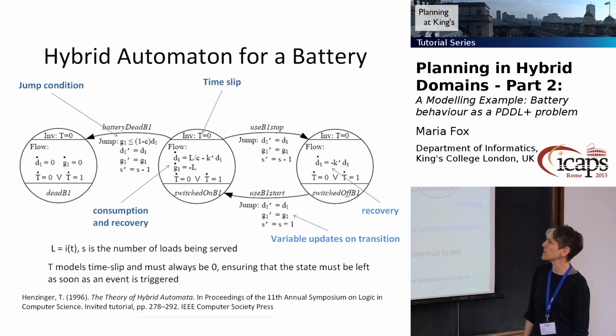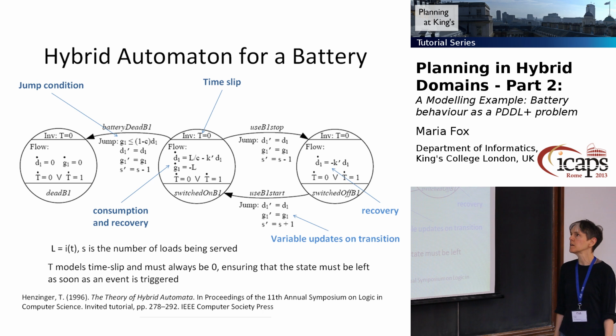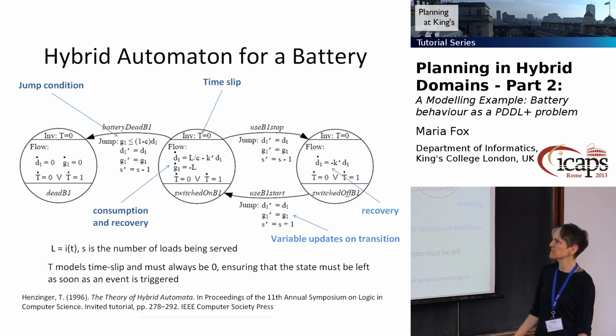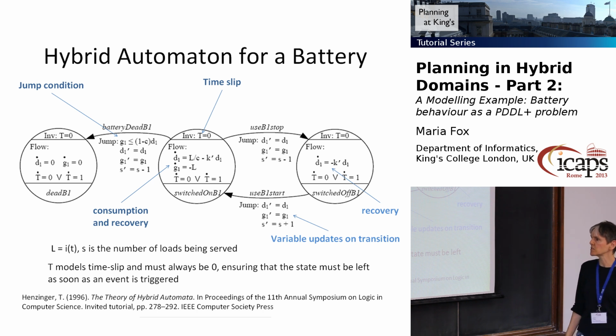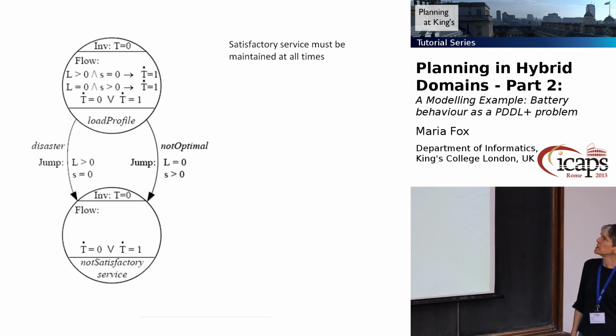And we have this special variable, the time slip variable, for which we maintain the invariant that time slip is zero whenever the system is in a state. As soon as the time slip becomes non-zero, the system must exit that state. And when the jump condition is satisfied, the time slip becomes non-zero. So here's the model for the overall controller, which demonstrates how that works.